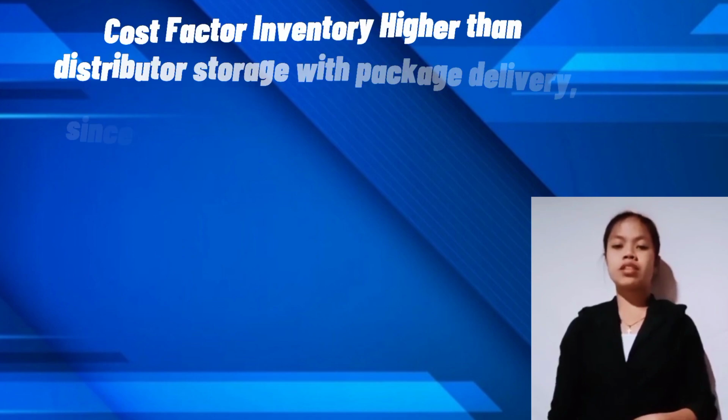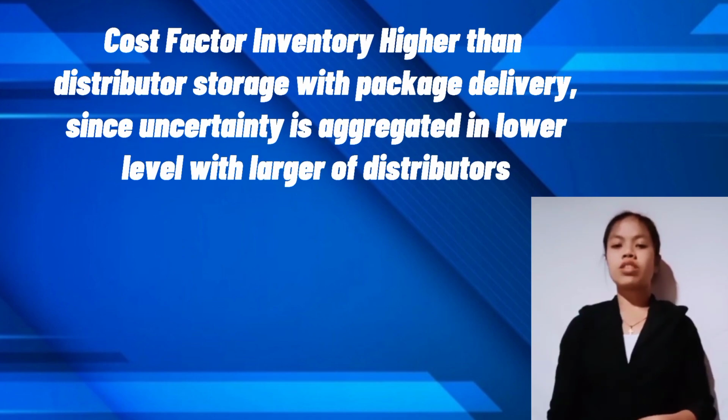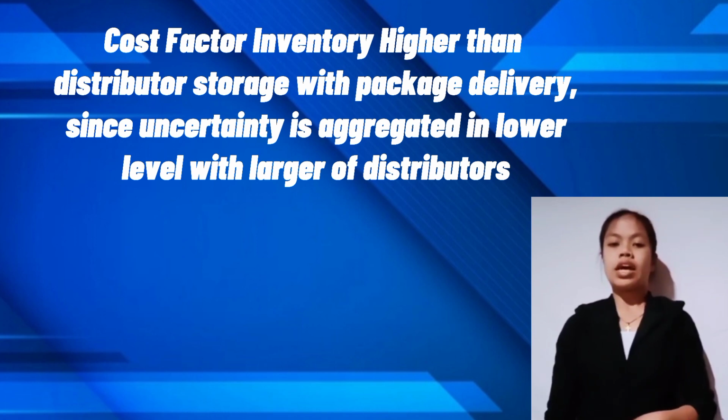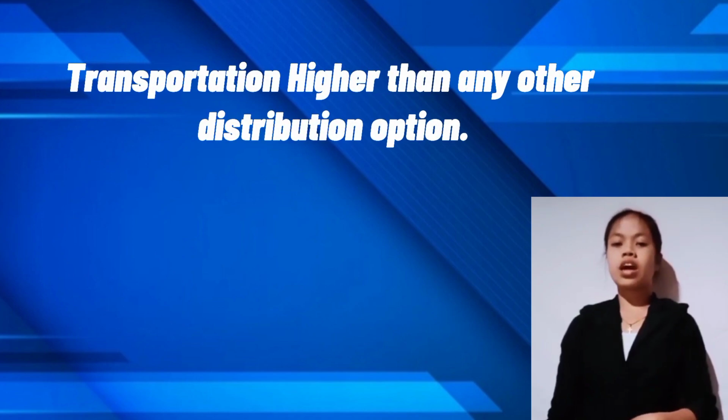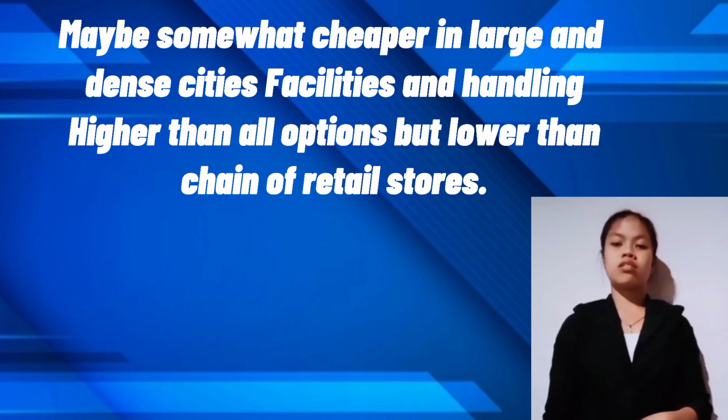So what are the performance characteristics of this? Distributor storage with last mile delivery: costs. Factor inventory is higher than distributor storage with package delivery, since uncertainty is aggregated at a lower level with a larger number of distributors. Transportation is higher than any other distribution option, maybe somewhat cheaper in large and dense cities. Facilities and handling are higher than all options but lower than a chain of retail stores.